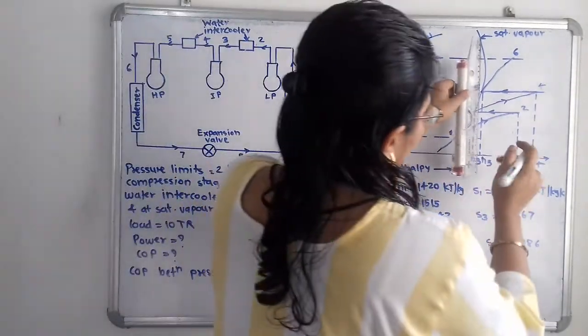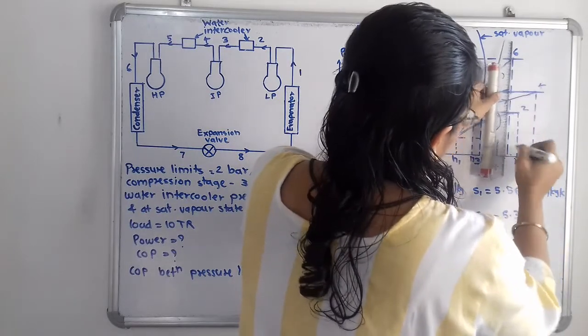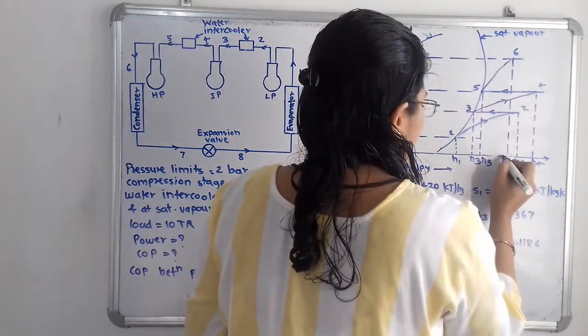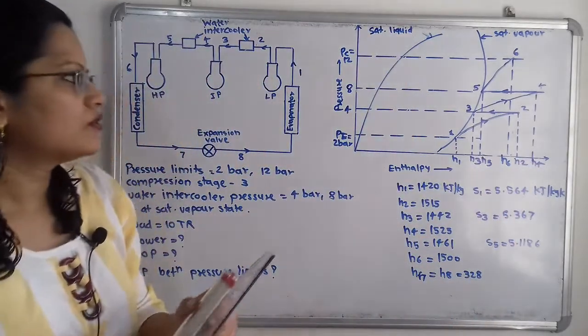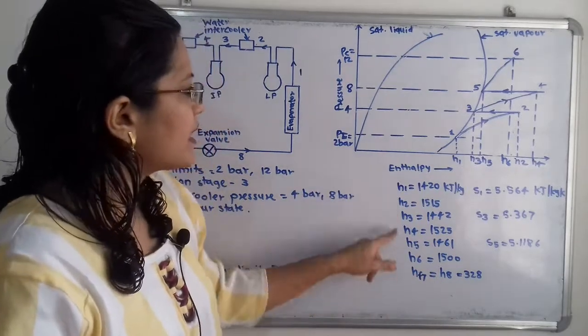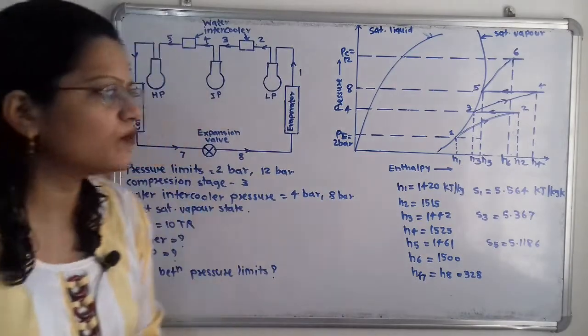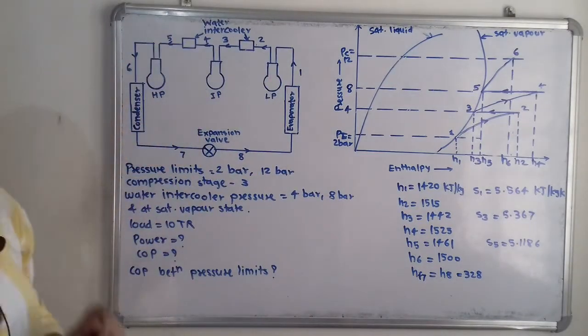So when we extend this point 6, that is H6, this point will give us the H6 value. So in this way we will get all the values up to the point 6. Now again if we move next, then there is the condenser.